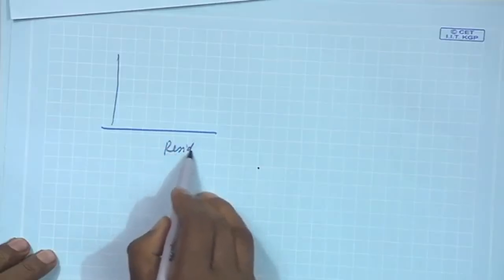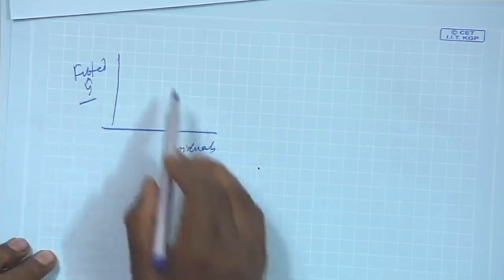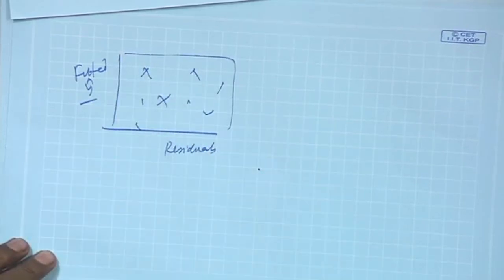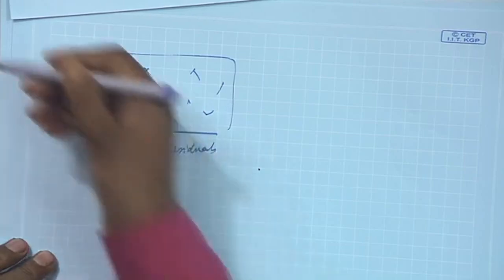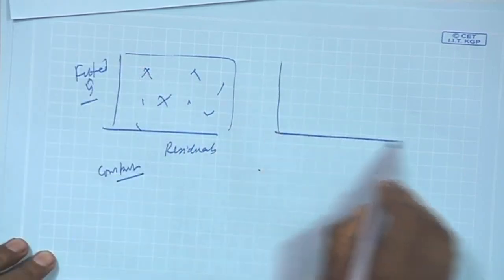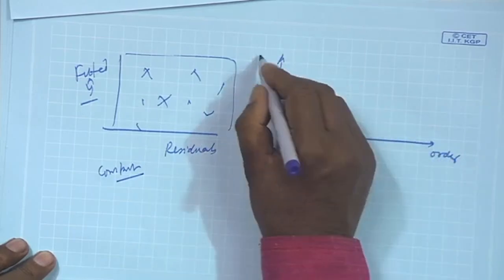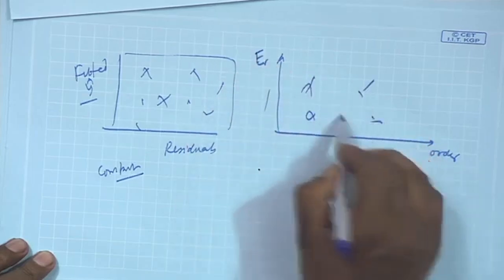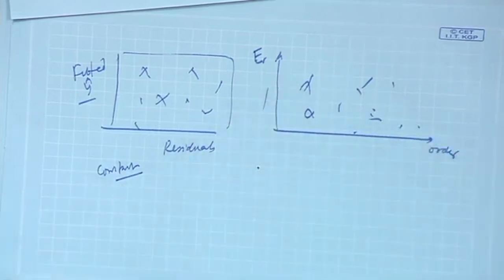Another check, which we have already discussed several times, is the fitted value versus residual. Suppose this side is the residuals and this side the fitted y, that is y cap. Here it is expected that you will get a random plot, without any trend. This is required for constant variance. One check is for normality. Another is the order of experiment versus the error values. That should also be random and should not show any pattern, which means autocorrelation is not present. That is to be tested also.